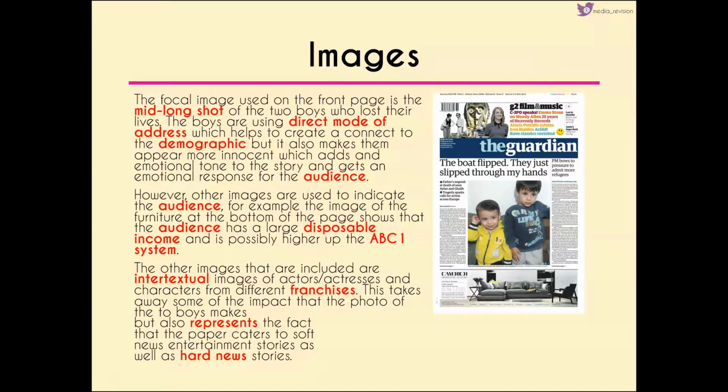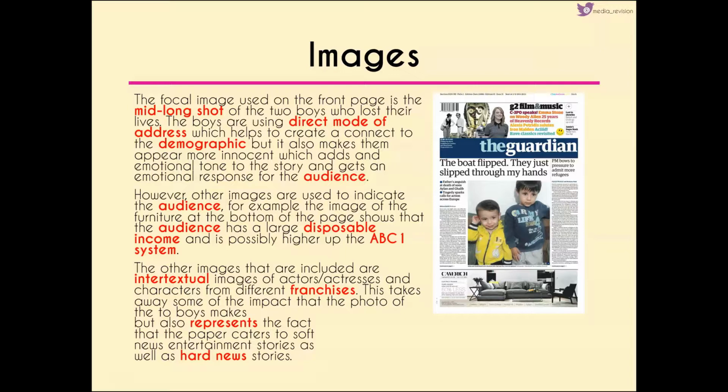For example, the image of the furniture at the bottom of the page shows that the audience has a large disposable income and is possibly higher up the ABC1 system. The other images that are included are intertextual images of actors and actresses and characters from different franchises. This takes away some of the impact that the photo of the boys makes, but represents the fact that the paper caters to soft news entertainment stories as well as hard news stories.